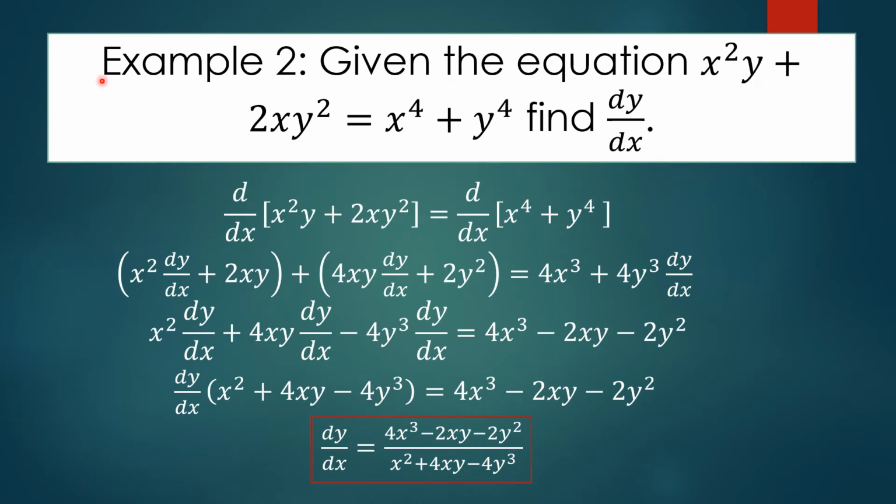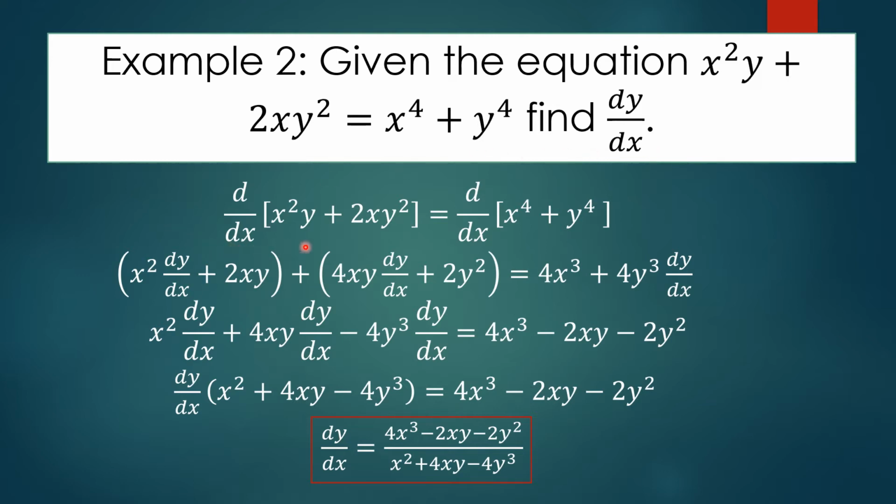Subukan naman natin ang pangalawang halimbawa. Given the equation x squared y plus 2xy squared is equal to x raised to 4 plus y raised to 4, find dy over dx or the derivative of y with respect to x.